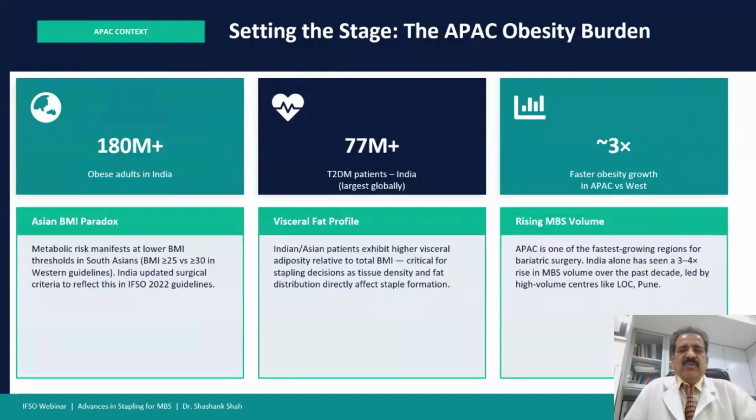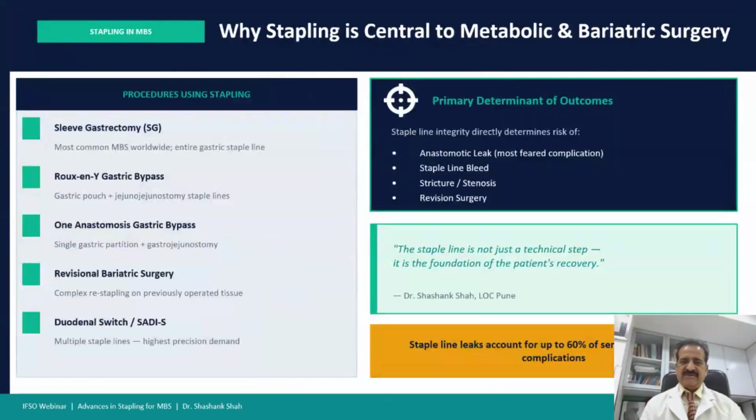We all know the burden of obesity, burden of diabetes in Asia Pacific region and the rising volume of metabolic and bariatric surgery in spite of the newer anti-obesity medication. Staplers are here to stay and critical and central to metabolic and bariatric surgery. Staple line integrity directly determines the risk of anastomotic leak, bleeding, comfort of procedure, time of procedure.